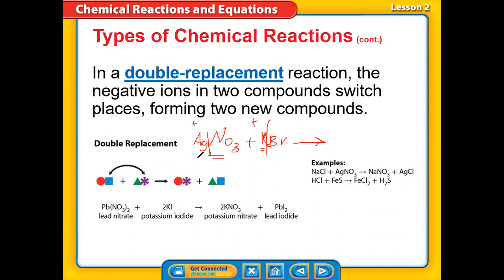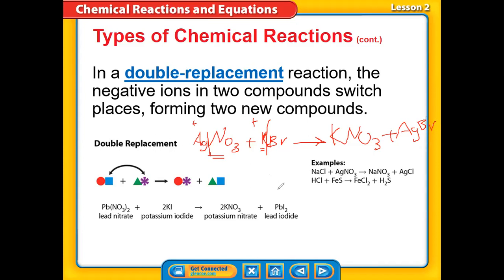But here, of course, one of them, the potassium or silver, must be more reactive than the other. So they are simply going to switch places. So it will be KNO3, and silver will just combine with bromine and form AgBr, okay? You got the idea, guys?